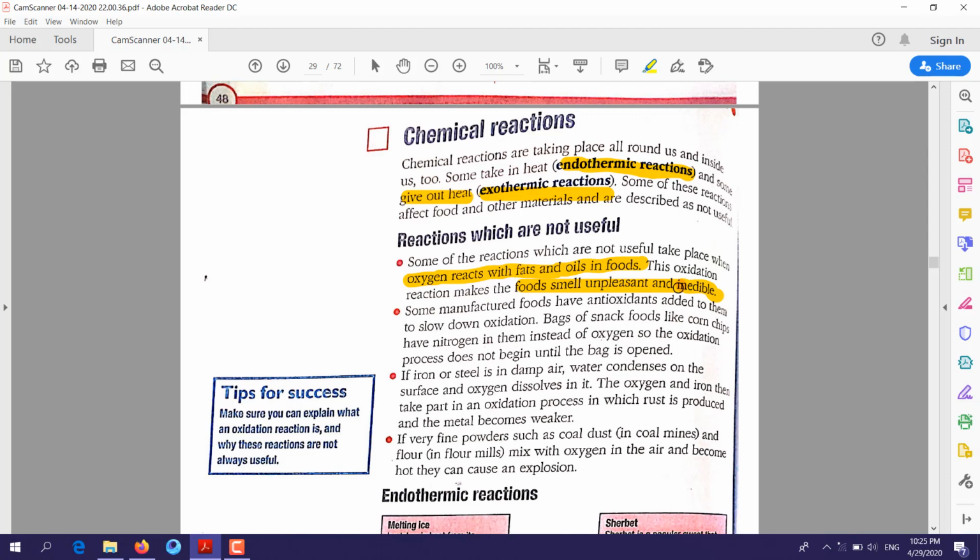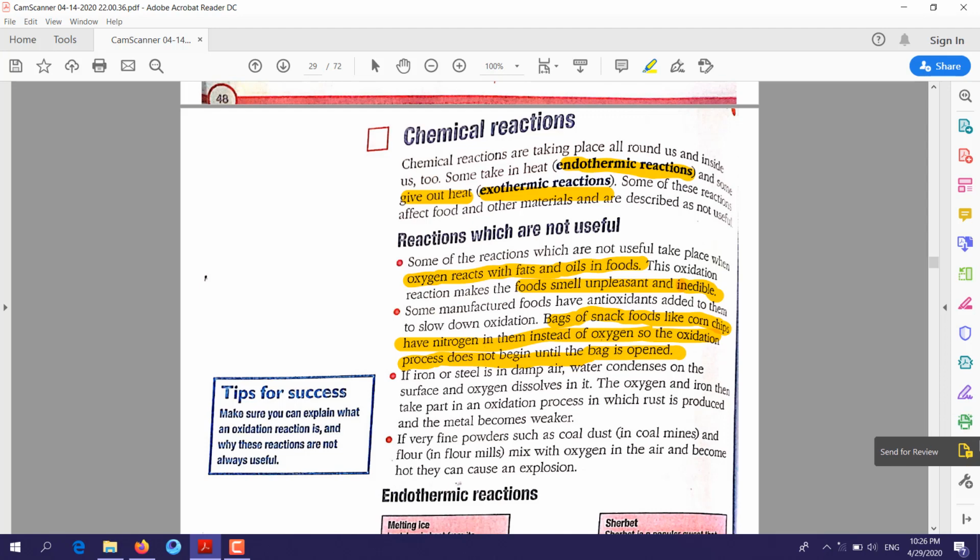Another example of food: now you know the cans. When you buy most kinds of foods that are stored in a can, they put some antioxidant substances in it to slow the process of oxidation. An example, let's take chips or snacks. Bags of snacks, food like corn chips, have nitrogen in them instead of oxygen, so the oxidation process does not begin until the bag is open.